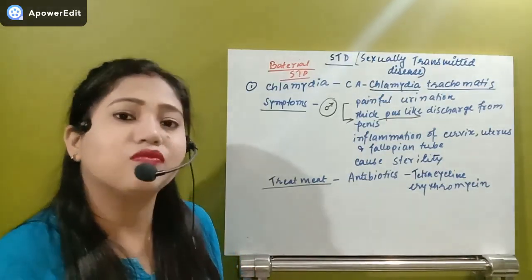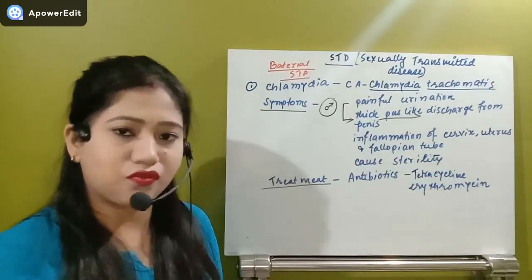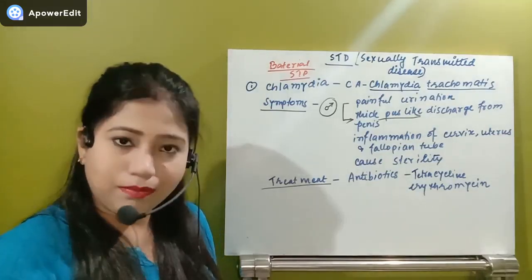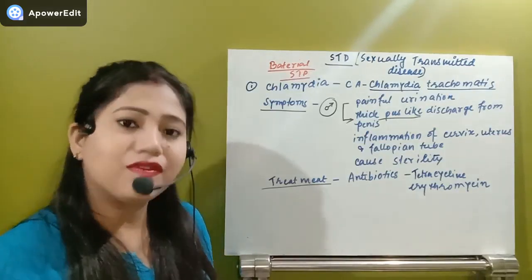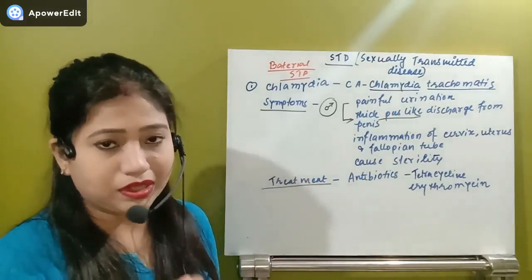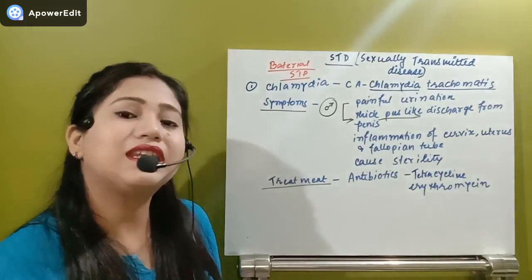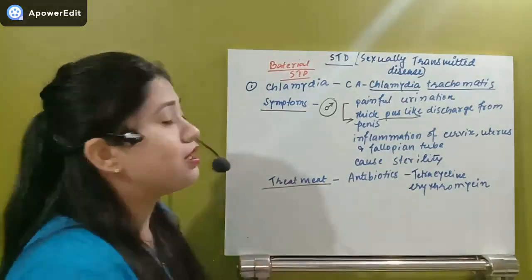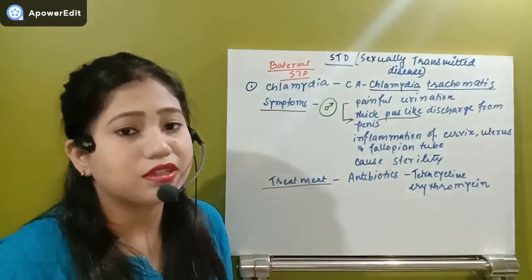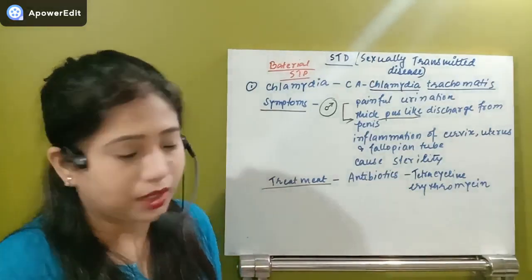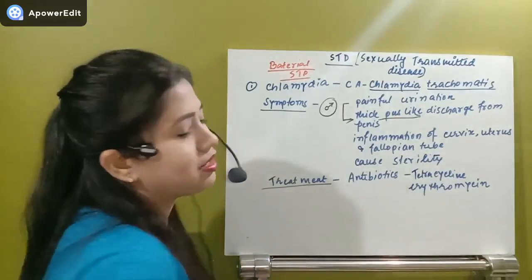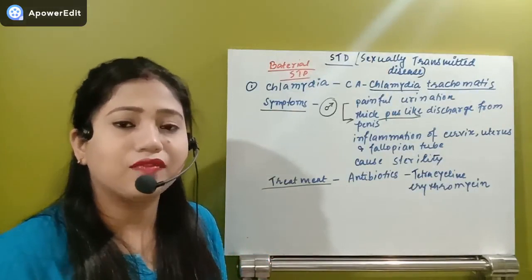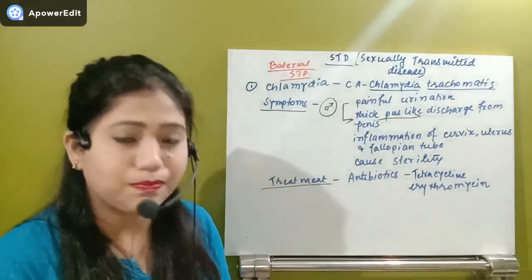Now in this case, what happens? Some type of chemicals are released from, suppose, some of the bacteria. Those chemicals are extracted. We make some antibiotic, and whenever it is taken by the individual, it can kill that bacteria. So in this case, this chlamydia can be treated with two types of antibiotic. So what are those antibiotics? Tetracycline and erythromycin.